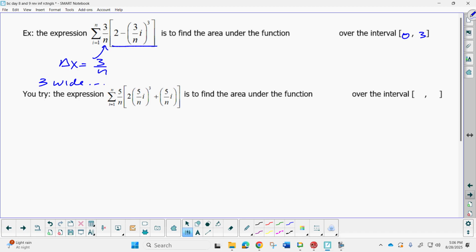It looks like the function f of x is 2 minus 3 over n i, all cubed. Now it seems like this is the x sub i because it's 0 plus 3 over n times i. So all the other stuff is the function. So the function, which I'll call f, is 2 minus x cubed. Okay, now hopefully that's tracking, but I don't have a field, so you try.